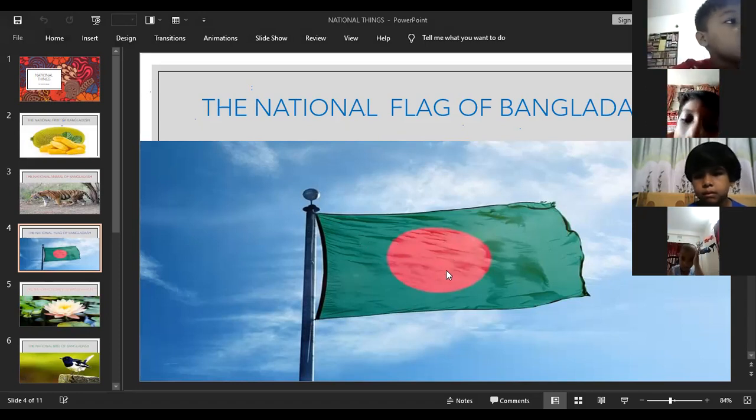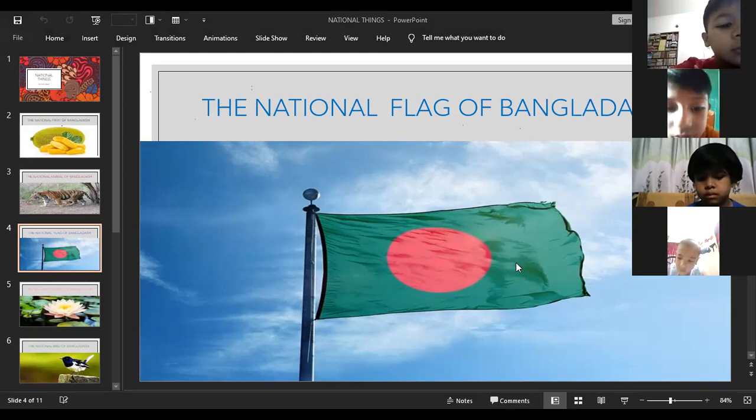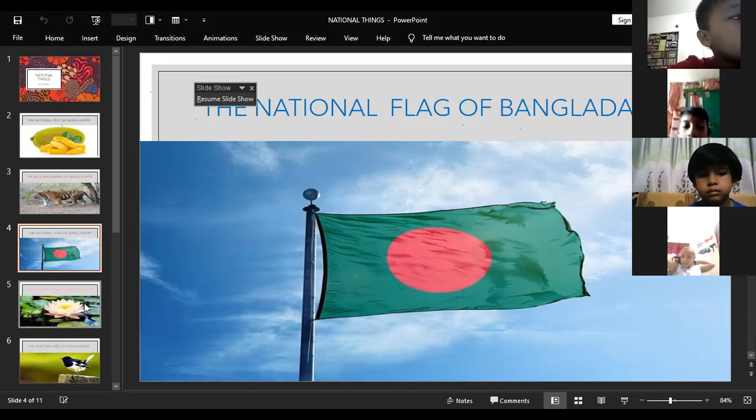The circle one is red and the rectangle one is green. Okay? There are two colors in our national flag. These are green and red. Okay, then next one.